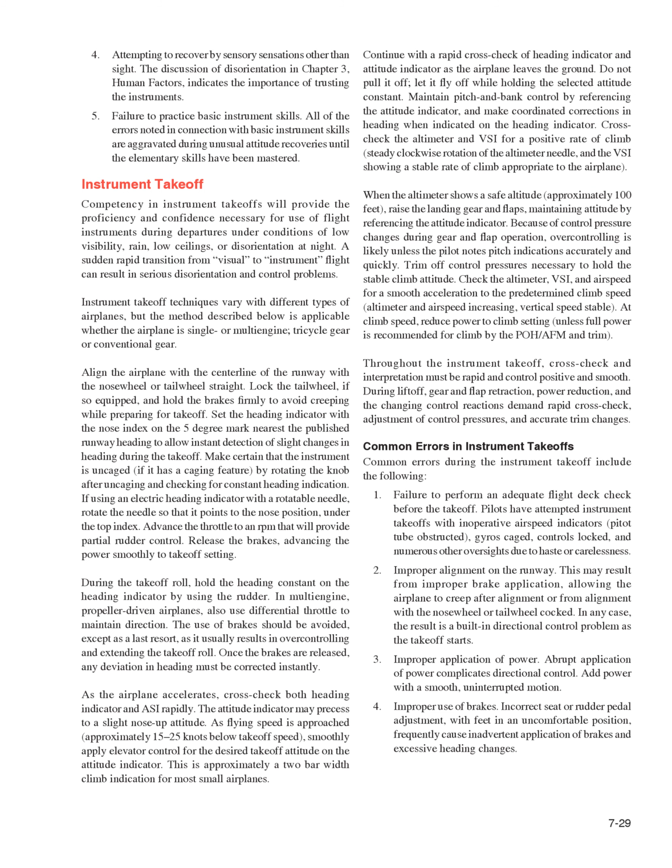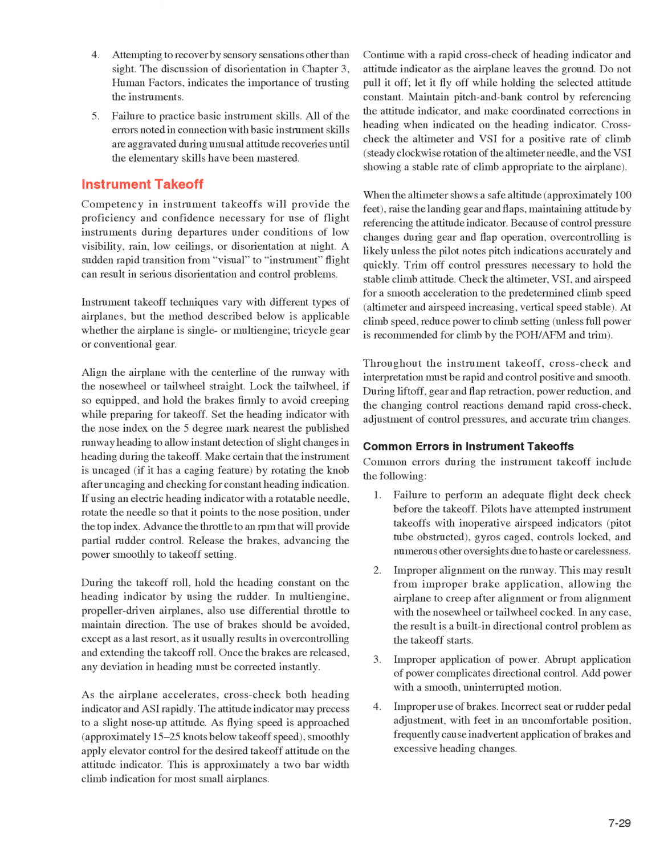Align the airplane with the centerline of the runway with the nose wheel or tail wheel straight. Lock the tail wheel, if so equipped, and hold the brakes firmly to avoid creeping while preparing for takeoff. Set the heading indicator with the nose index on the 5-degree mark nearest the published runway heading to allow instant detection of slight changes in heading during the takeoff. Make certain that the instrument is uncaged, if it has a caging feature, by rotating the knob after uncaging and checking for constant heading indication. If using an electric heading indicator with a rotatable needle, rotate the needle so that it points to the nose position, under the top index.